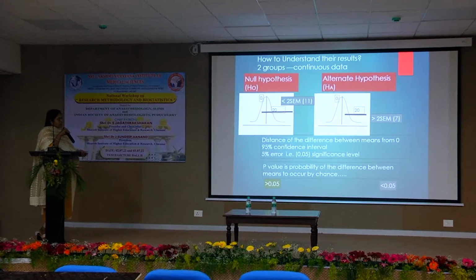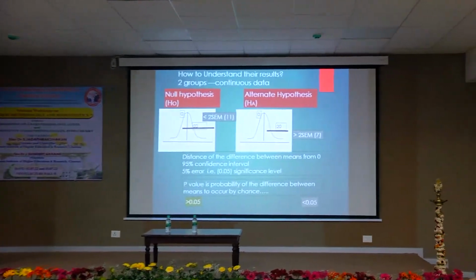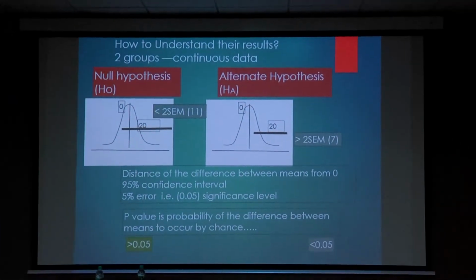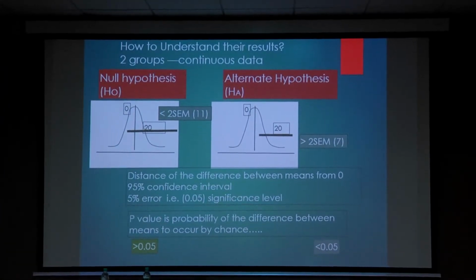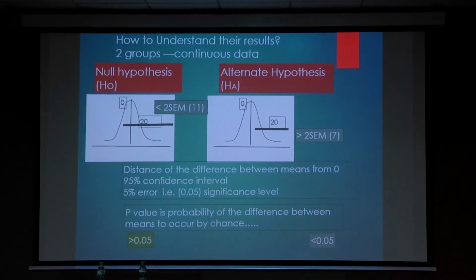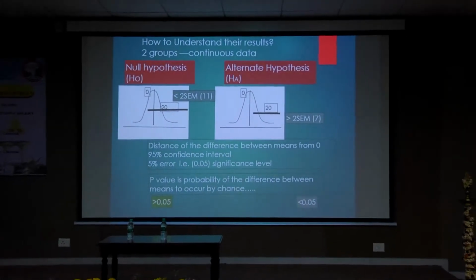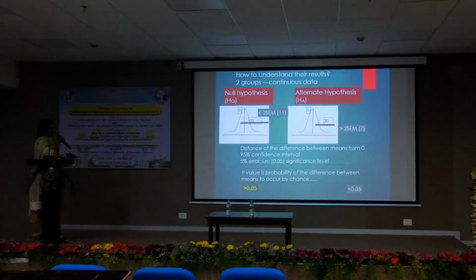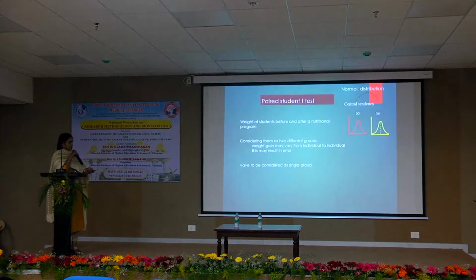So this is the same thing explained in graphical representation. Whether the two standard deviations include 0 or not: if it is including 0, the value is near to the mean, so we can't reject the null hypothesis. The probability of the difference between means occurring by chance is more than 0.5, so the null hypothesis is accepted. The opposite of this is the alternative hypothesis.